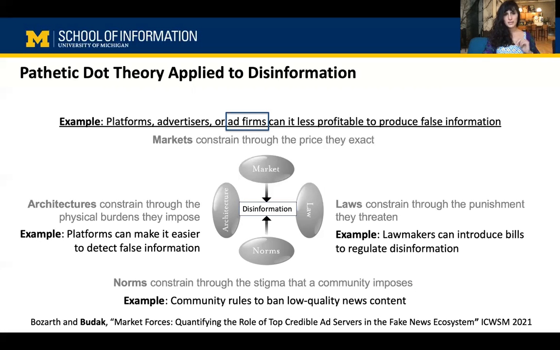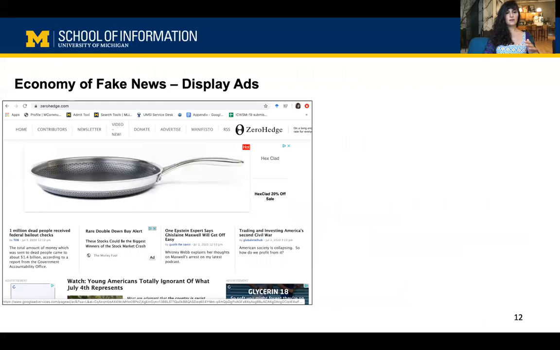So let me start with an example. Here we're looking at the website of zerohedge.com, which is labeled as a fake news producer by a number of lists. It has various display ads here. We can focus on one of them from the Motley Fool, "Rare double down by alert." If you hover over it, you will see that it points to a URL from the domain googleadservices.com.